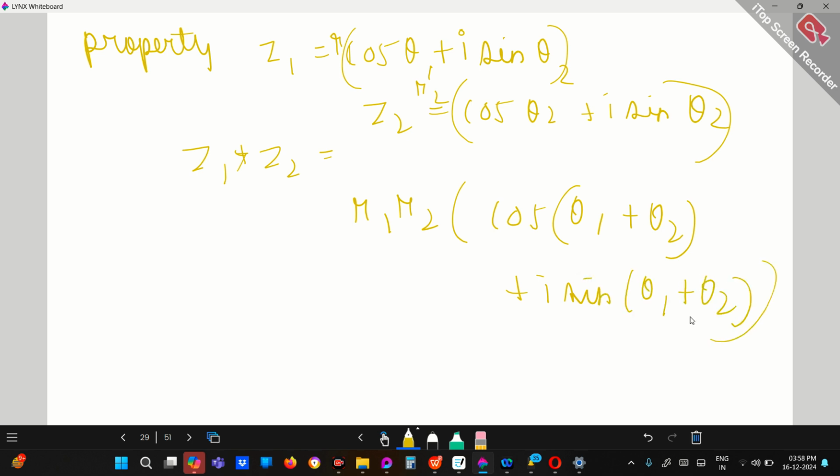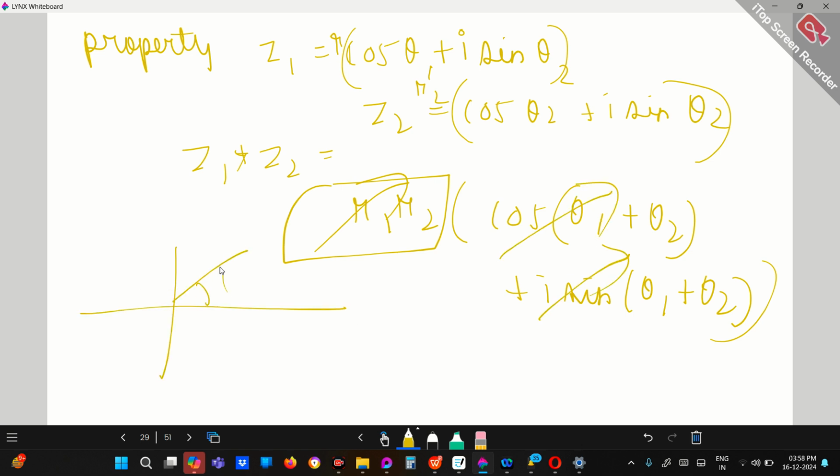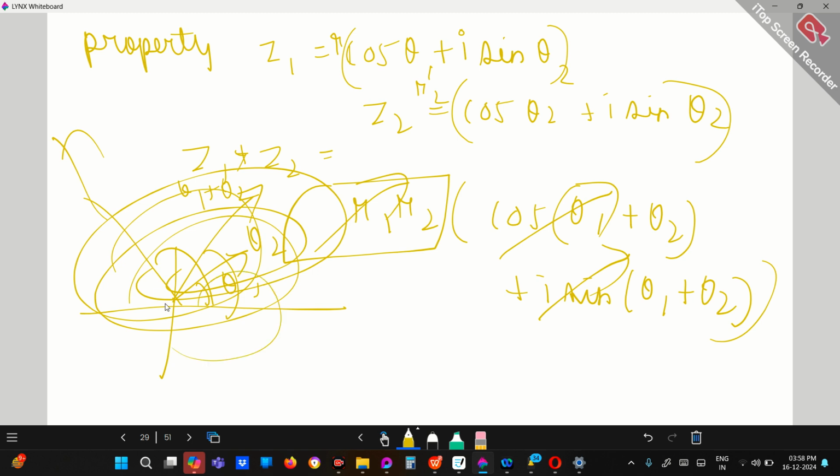What is the meaning of that? Whenever we have two complex numbers and we multiply them, the magnitudes are multiplied and the angles are added. What will be the geometrical representation? Here theta 1 and here theta 2. If we multiply both, the new angle will be theta 1 plus theta 2 and the magnitude will be multiplied by its own magnitude. Very, very simple concept, right? I don't need to take examples for this, but can I take an example and prove that it's right?